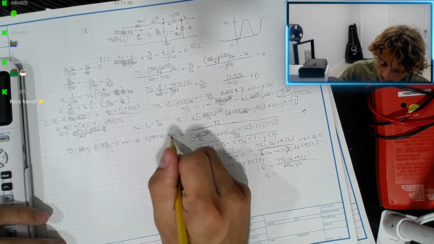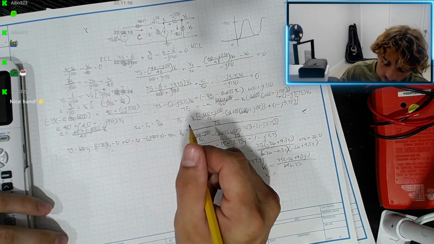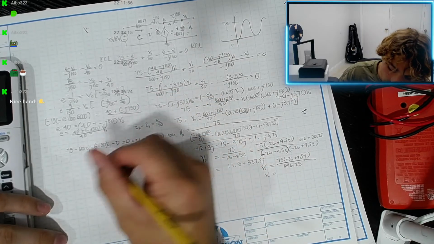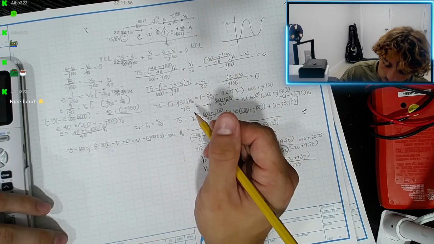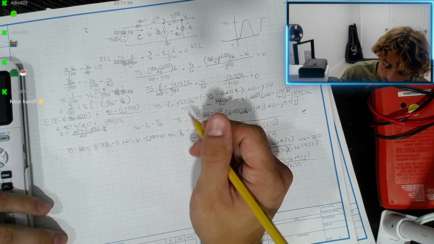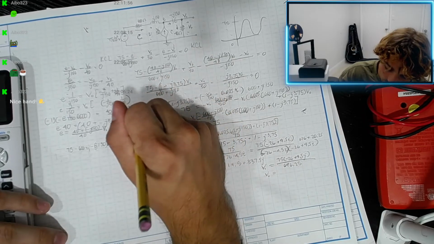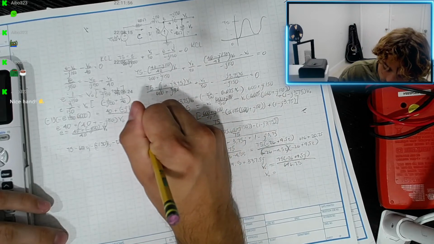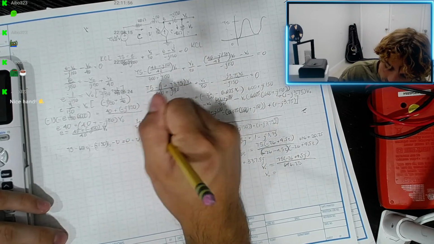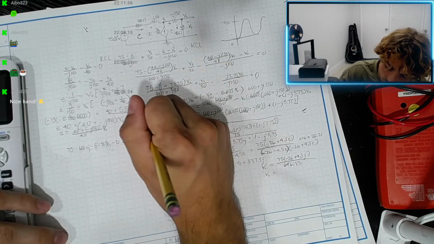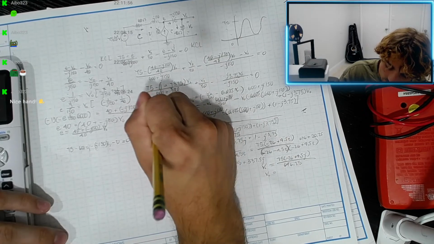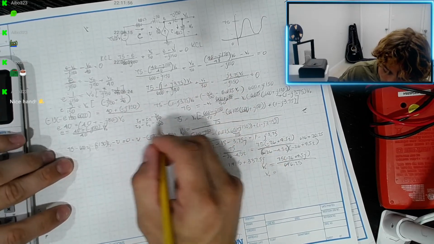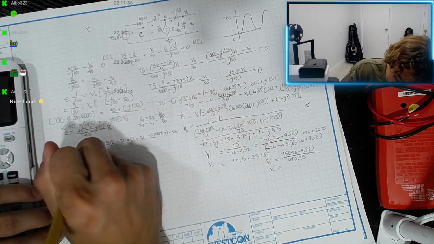This is V out, but we want it in terms of the current for the mesh analysis. So what should we plug in? We'll plug in for I1, because we want to know I2 for the purpose of solving for V out. So I1 equals I2 minus V out over 50. And that's I1.